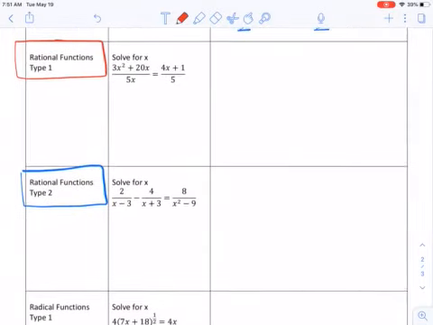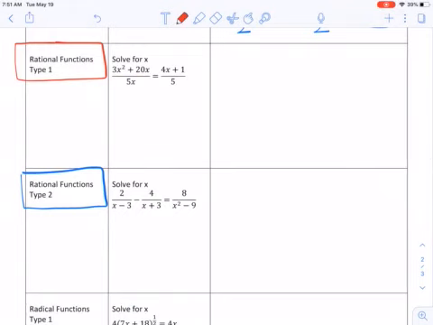Okay, so we just have two examples of reminders of rational functions. Rational functions are the ones where the function is a fraction, but you've got variables in it. And remember that when you are working with fractions, you can't divide by 0.